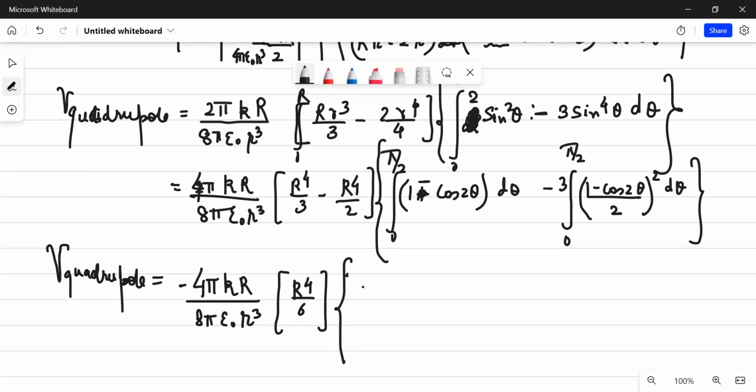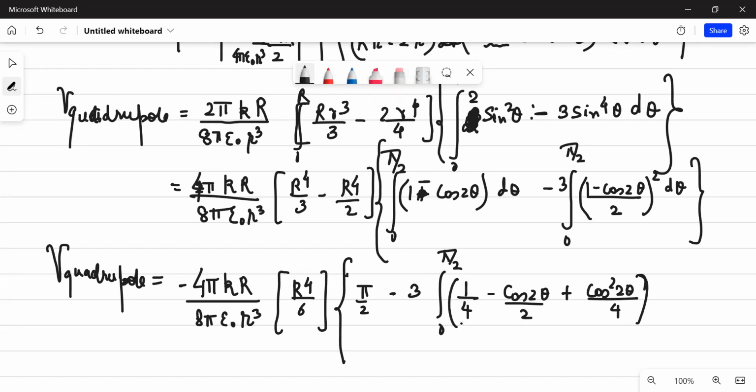So first integration, you will get simply pi upon 2, because if you integrate cos 2 theta, you will get sin 2 theta at pi by 2. This will be 0, at 0 also it will be 0, and minus 3. And if you integrate this stuff out, what will I get? I will simply get 1 upon 4 minus, this would be, I think, 4, and then there would be some 2 here, and then there it would be plus cos square 2 theta divided by 4. Isn't it? This part is correct, right?